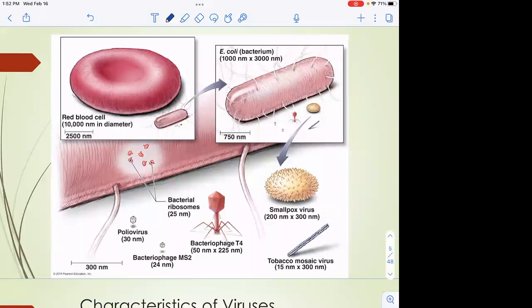If we compare how small they are, here's a red blood cell compared to an E. coli. And then you blow that up further, the E. coli compared to some different viruses. They vary in how big they are. The biggest virus, I believe, is the smallpox virus. Some viruses are so small that they're about the same size as a bacterial ribosome. So there's some variation there, but in general, way smaller even than a bacterial cell. Okay.